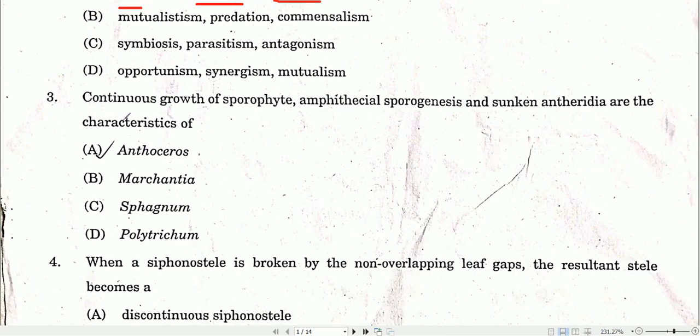Coming to question number 3, continuous growth of sporophyte, epithelial sporogenesis, and sunken antheridia are the characteristics of... Okay, these are the characteristic features of Anthoceros. So option A will be the correct one.